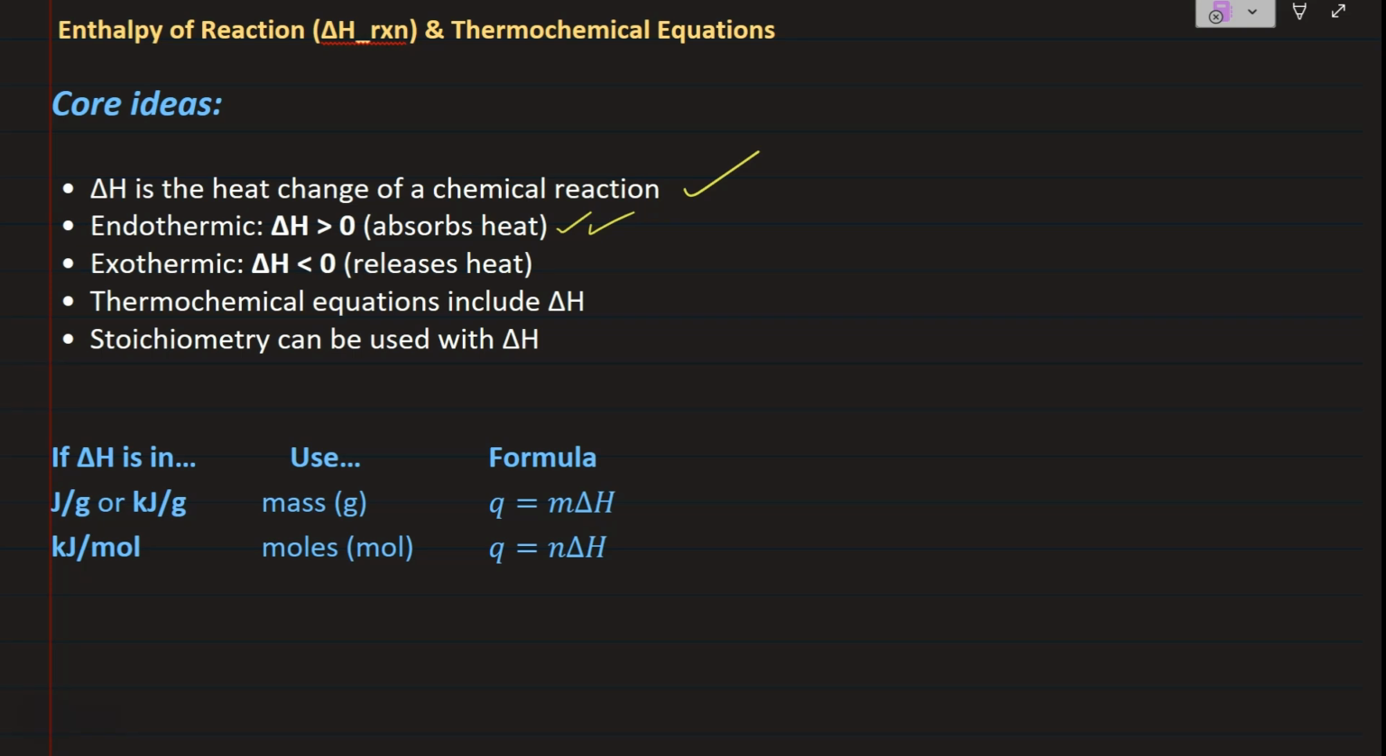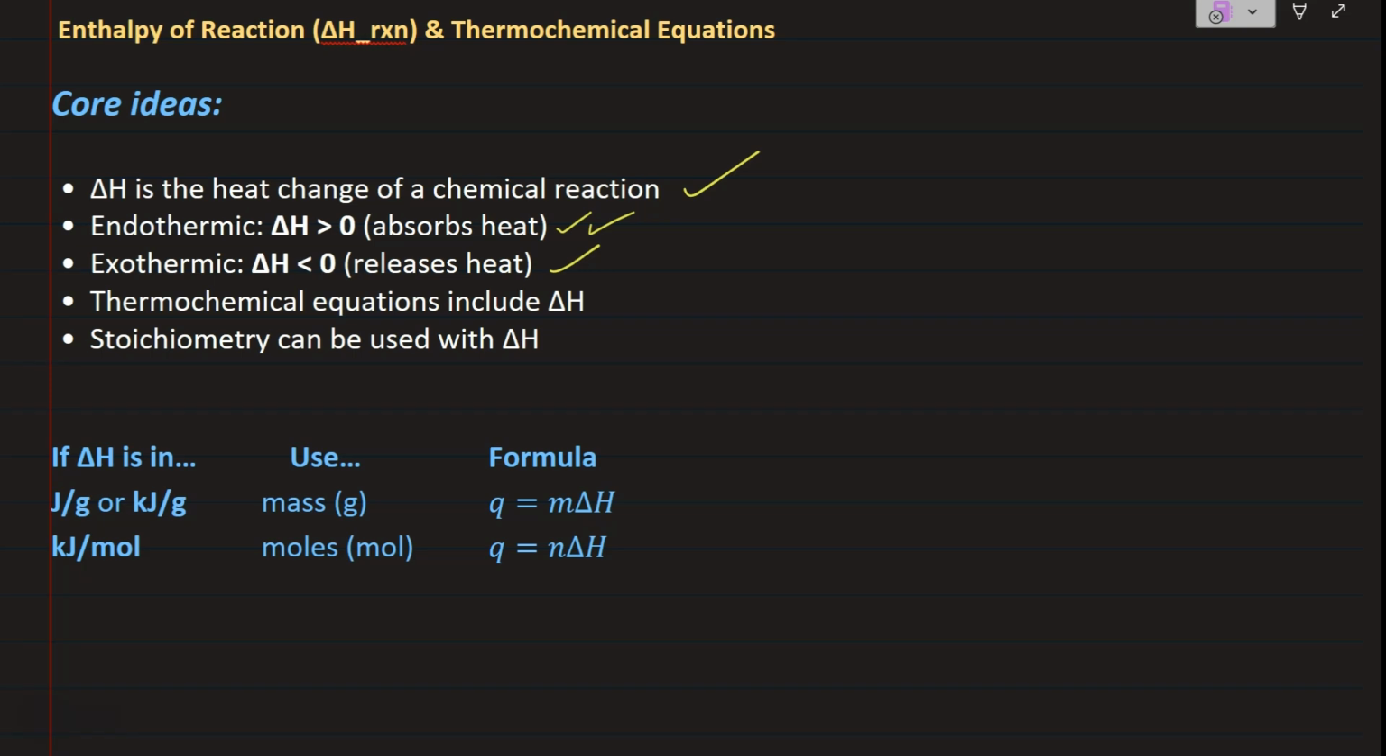These are common mistakes students make. They confuse endothermic and exothermic reactions. In endothermic reactions, you absorb heat. In exo, that means exit heat, that means releasing heat. And the delta H for endothermic is a positive value, and for exothermic it is a negative value.